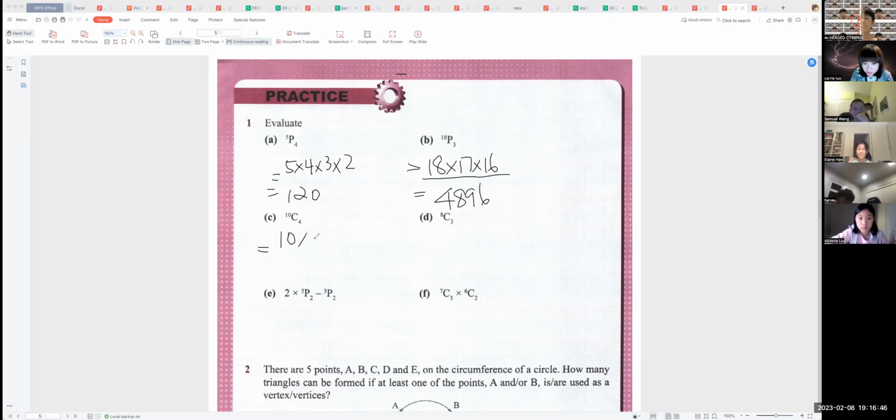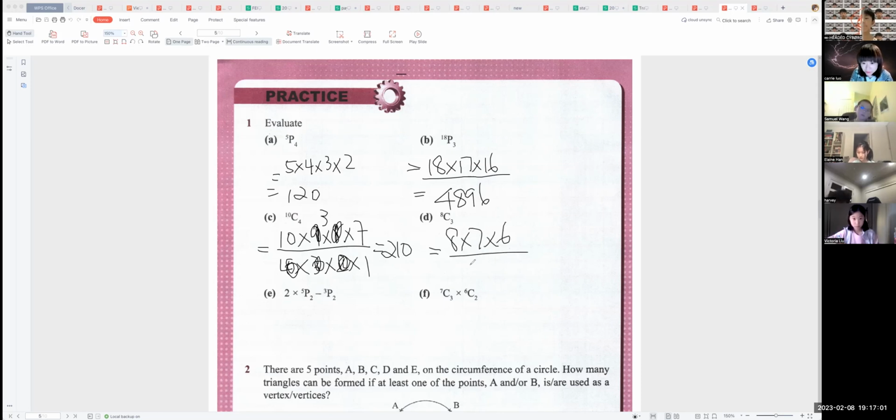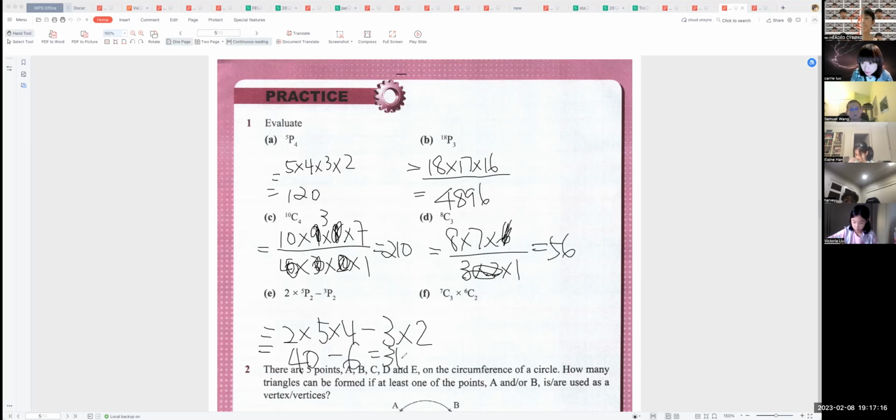So this one, 10 times 9 times 8 times 7 divided by 4 times 3 times 2 times 1. So this one's gone, and this one 3. So the answer is 2100. Sorry, 210. So this one's 8 times 7 times 6 divided by 3 times 2 times 1. So this one's gone. So the answer is 56. Okay, this one, 2 times 5 times 4 minus 3 times 2. So the answer is 40 minus 6 equals 36.